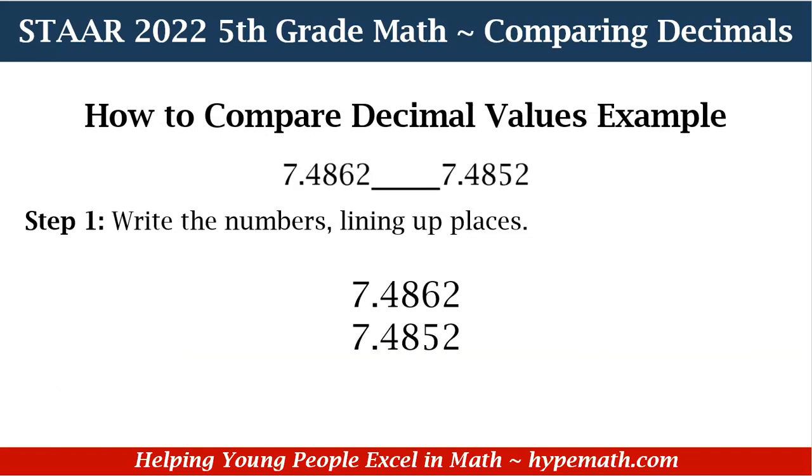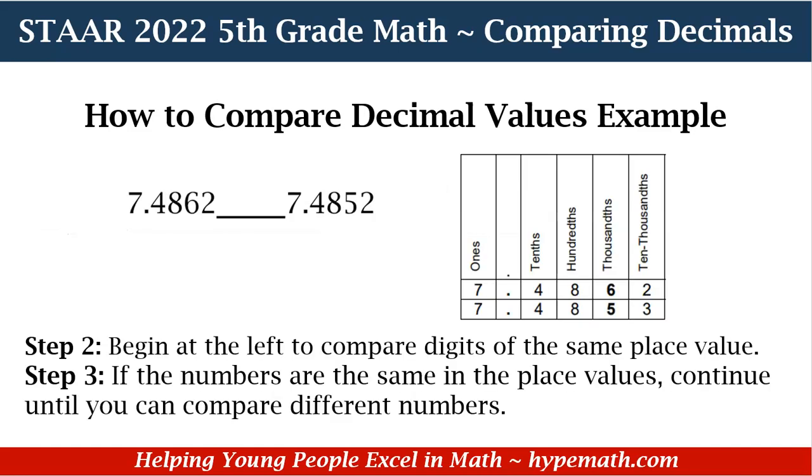So let's look at some examples. How to compare decimal values. So we have 7.4862 and 7.4852. Well, when we went over our steps, the first thing we said we needed to do is write the numbers lining up the decimal places, which is so important, okay? So that's what we've done. We've written down our numbers and we've lined up the decimal places.